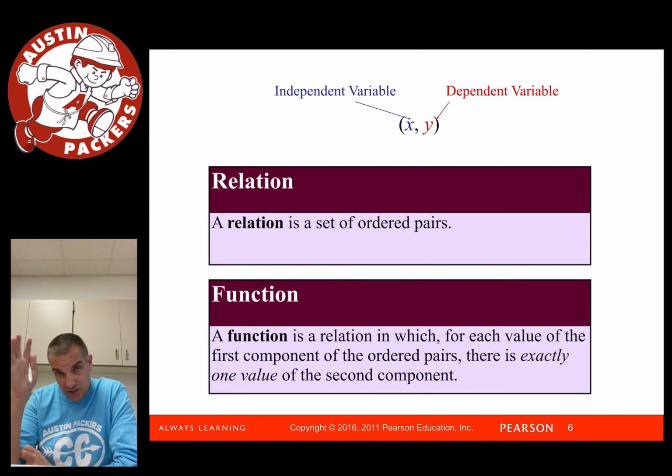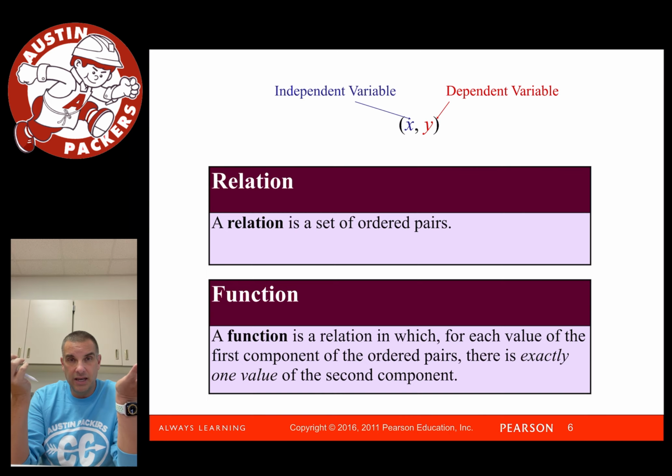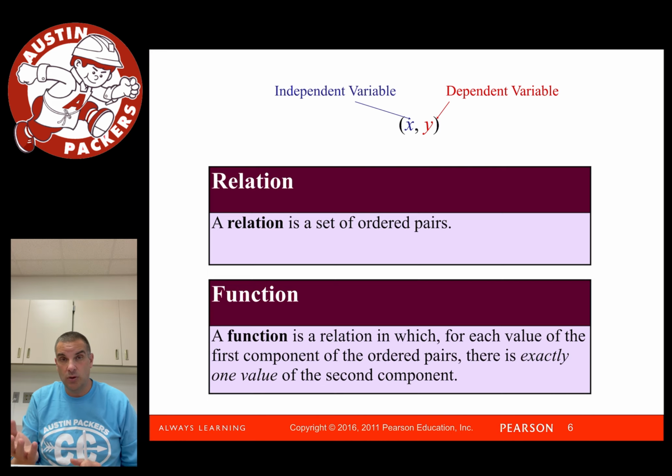All functions are just sets of ordered pairs, but for each first component of the ordered pair, there is exactly one value in the second component. So your x value essentially can't repeat in order for it to be a function. If your x value repeats, you no longer have a function. That first component can only happen once. If it happens more than once, then it is not a function. It's still a relation, a set of ordered pairs, but it's not a function because it occurred more than once.